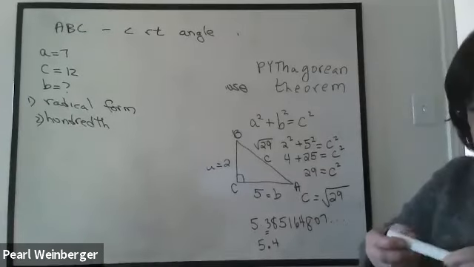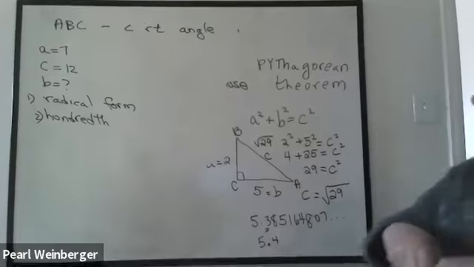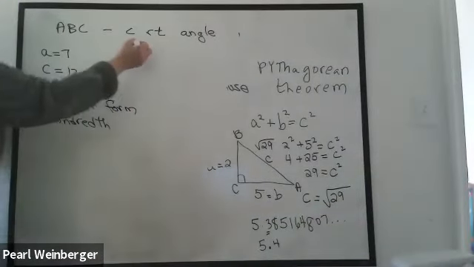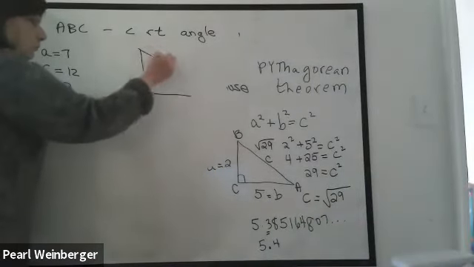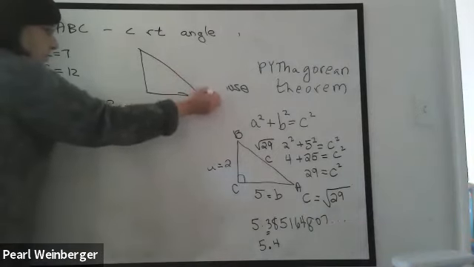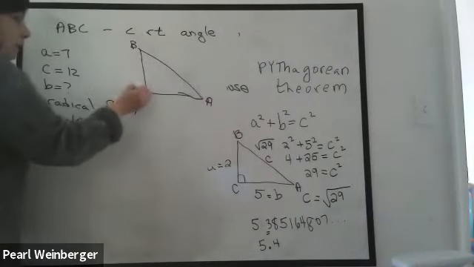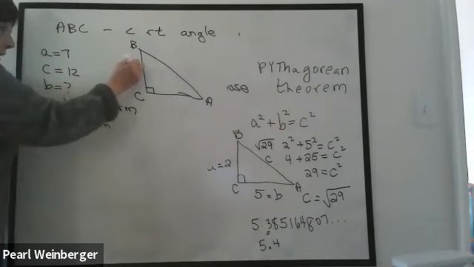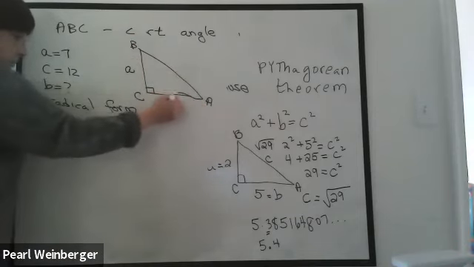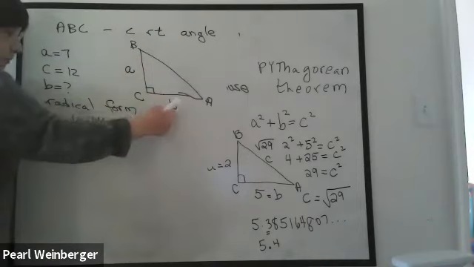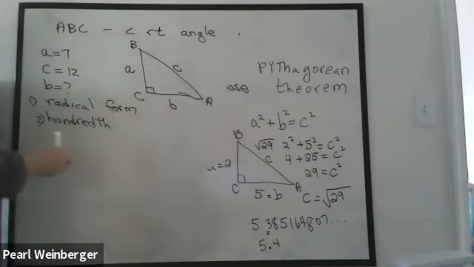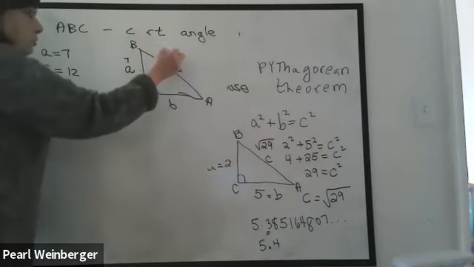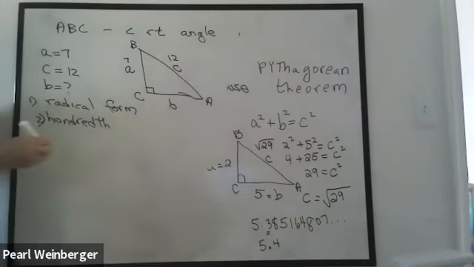Okay, let's draw this picture. And again, I'm going to put my A here, my B here, and my C here. Here's my right angle. And again, I'm going to call this my small a because it's opposite the capital A. This is my small b because it's opposite the capital B. And this is my small c. And I was told that the a is 7 and the c is 12. And we wanted to find the b.